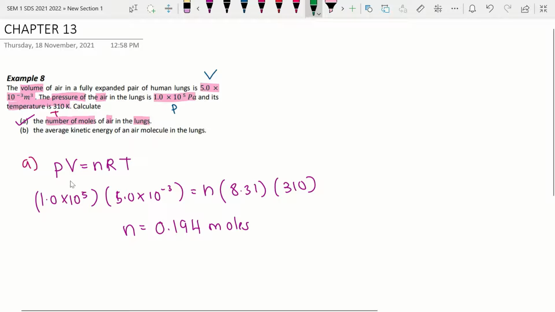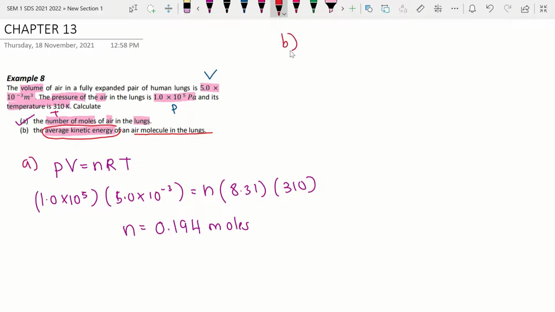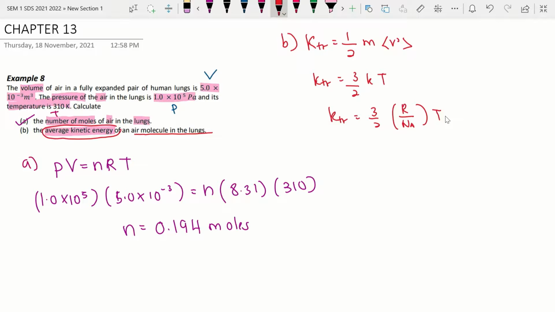Okay, now let's look at B. B, the question asks us to look for the average kinetic energy. Highlight: average kinetic energy of an air molecule in the lungs. For average kinetic energy, we have three formulas. The first one is half m mean squared speed. The second one is 3/2 kT. And the third one is 3/2 R over Avogadro constant times T.